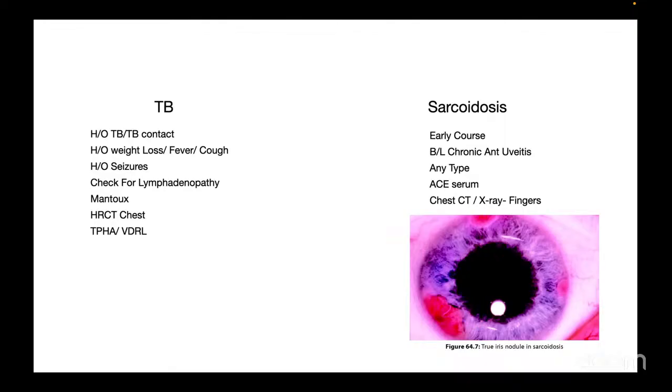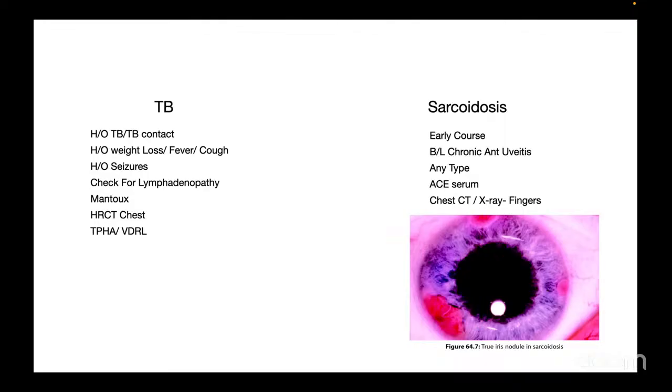That means you diagnose the sarcoid, because you have to do a chest X-ray or the chest CT to look for bilateral hilar lymphadenopathy, and an X-ray of the fingers to look for cystic changes in the phalanges, as well as the serum ACE levels. But serum ACE levels, normal or elevated, do not rule out sarcoid.